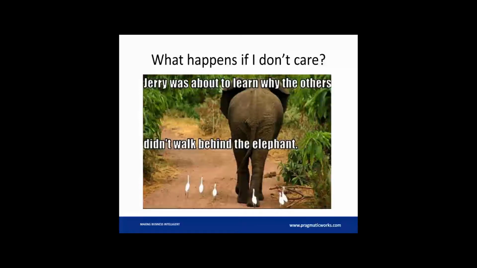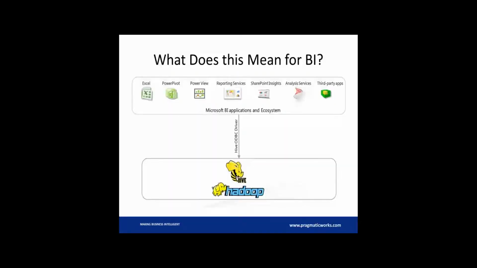And so if we talk about that, what does this mean for BI? We've got all of these different things that we can connect via either the Hive ODBC driver. We also have a Hive add-in for Excel, which works really great. You're going to see both of those in action today. We'll talk a little bit about that. So we can take data and pull it into Excel, Power Pivot. We can use Power View, Reporting Services, SharePoint, Analysis Services, any of those sources.